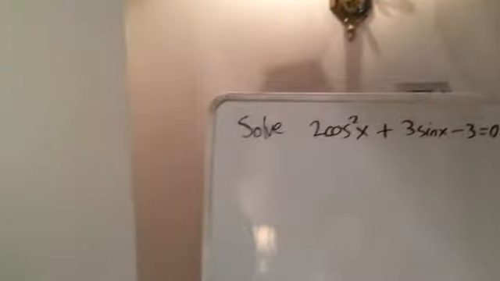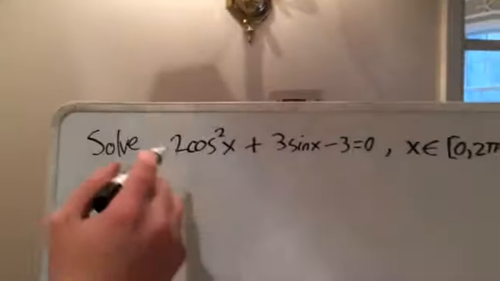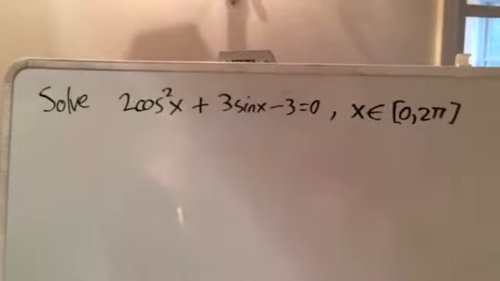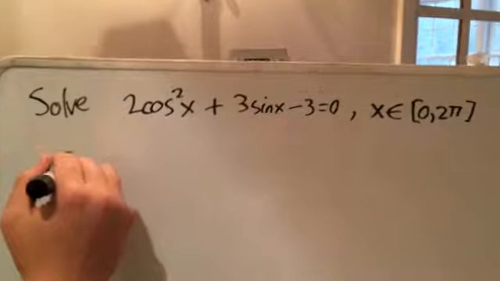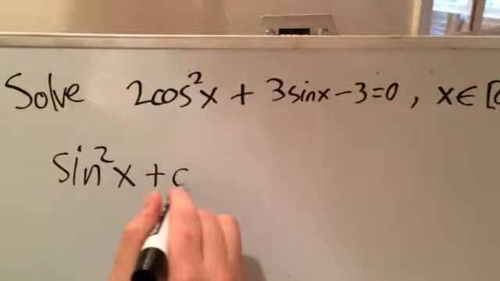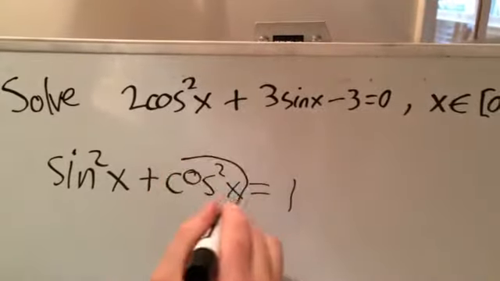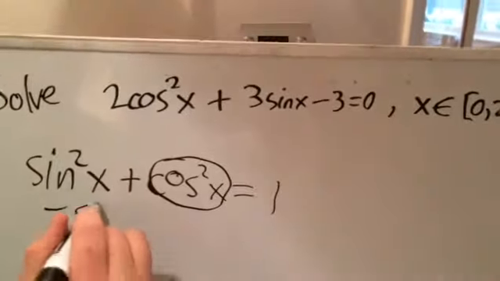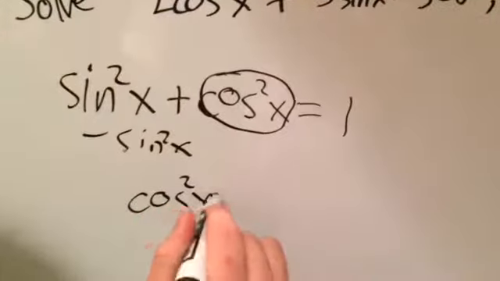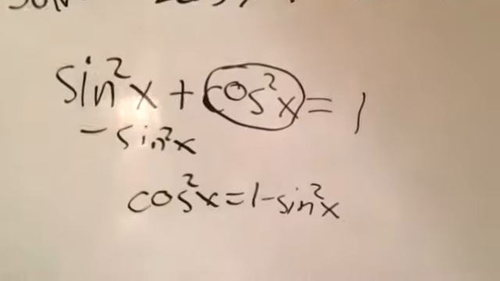So what we need to do first is use our identity to turn cosine squared x into a sine squared x, so we can keep the units consistent through the problem. So in this Pythagorean identity, we do this. Sine squared x plus cosine squared x equals 1. And since we want to get cosine squared x, we have to subtract. So cosine squared x equals 1 minus sine squared x, and then we can substitute this into the problem.